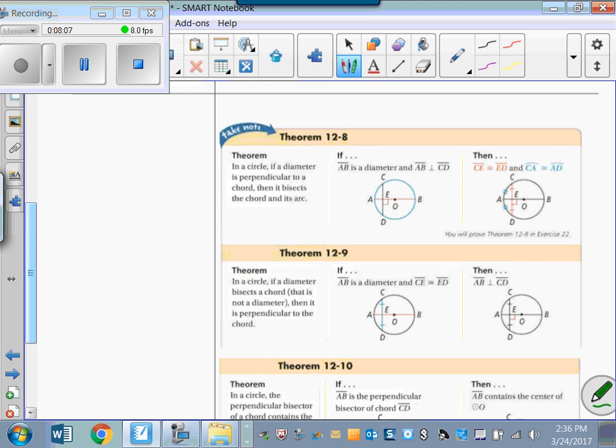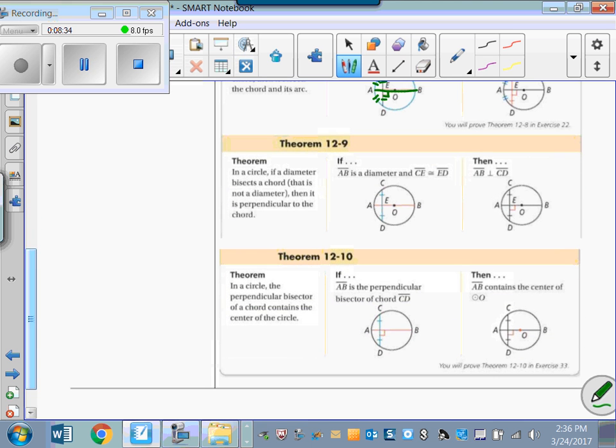Okay, next, what do we have? If in a circle, a diameter is perpendicular to a chord, then it bisects the chord and its arc. So you can see this picture here, a diameter perpendicular to a chord. Then what do I know? I know it bisects the chord and it bisects the arcs.